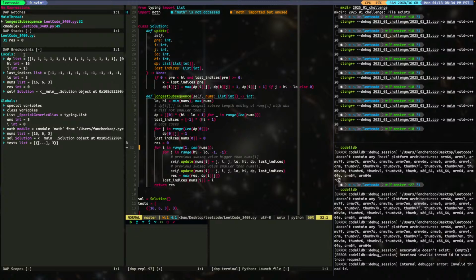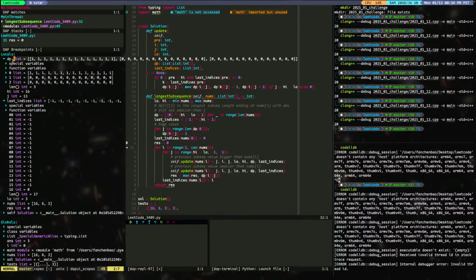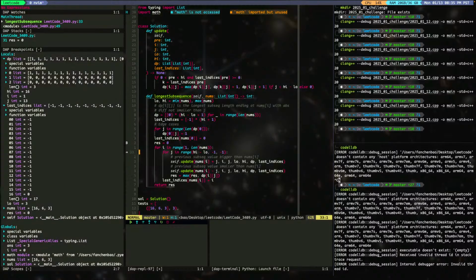I have DP, we have last indices, except for 16 is 0. That's correct. DP is good. Okay. Len is 3, high doesn't matter. So I is going to be 1. J gonna start with 13. Right, J starts with 13.